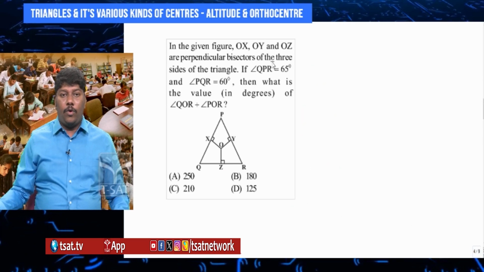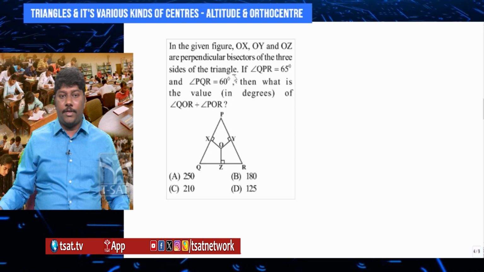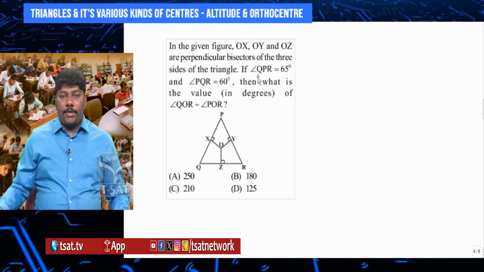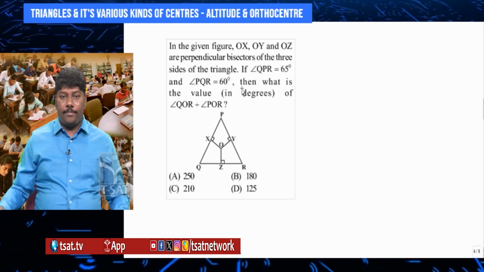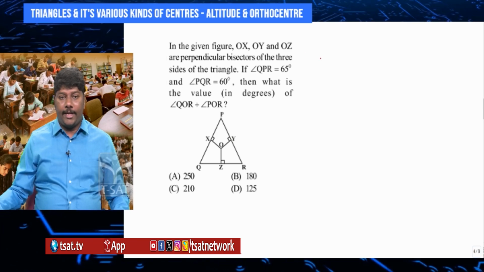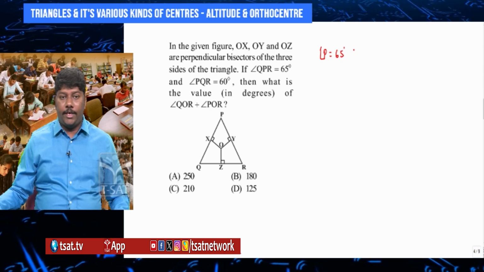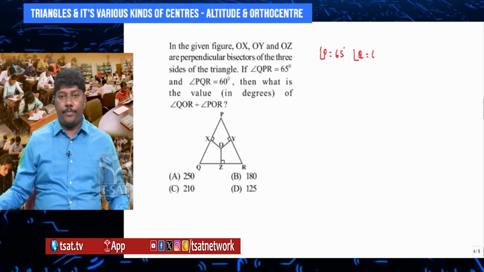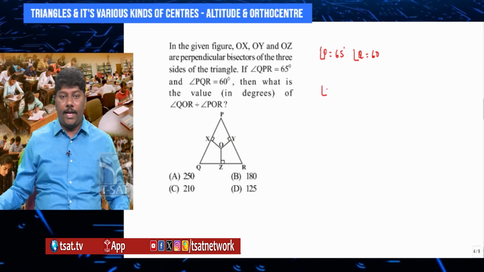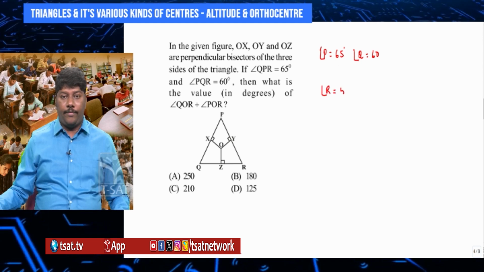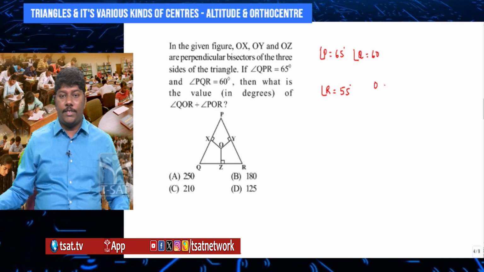In the given figure, OX, OY, OZ are perpendicular bisectors of the 3 sides of the triangle. Angle QPR is 65 and PQR is 60. QPR is nothing but angle P, so angle P is equal to 65 and angle Q is equal to 60. The sum of these two angles becomes 125. Therefore angle R is equal to 55 degrees. These are perpendicular bisectors, therefore O is the circumcenter.